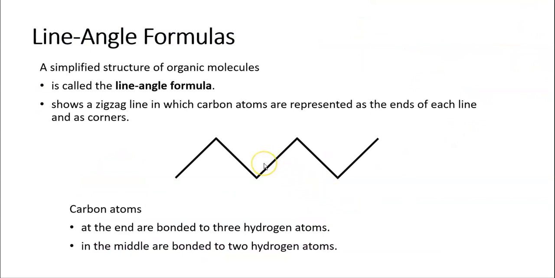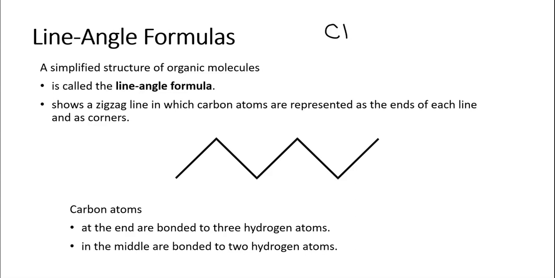Okay, so there is another type of formula called line angle formulas. And we also call this a skeletal formula because this formula just shows the lines without showing the atoms. And this is a zigzag line, in which the carbon atoms are represented as the ends of each line and as corners. What does it mean? So let me take a simple example.